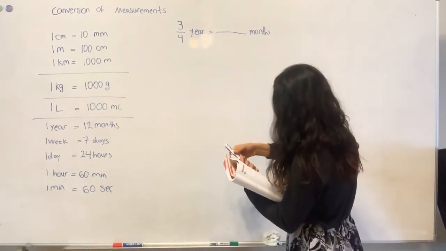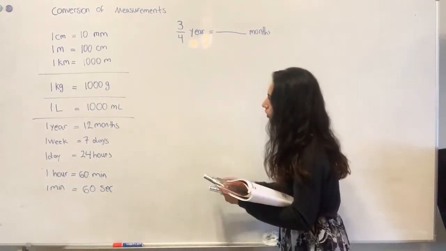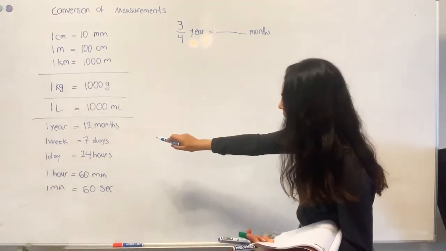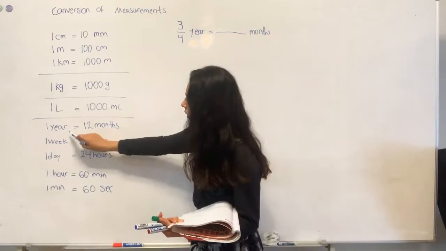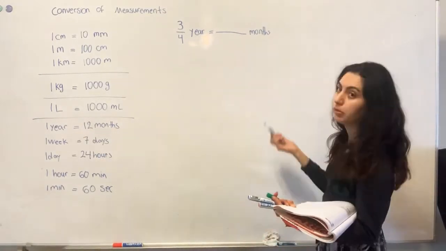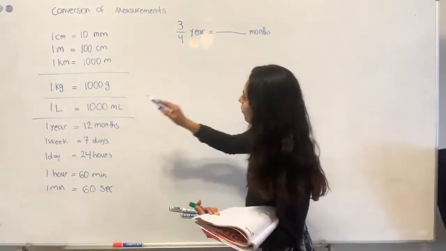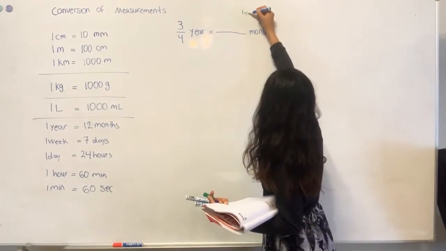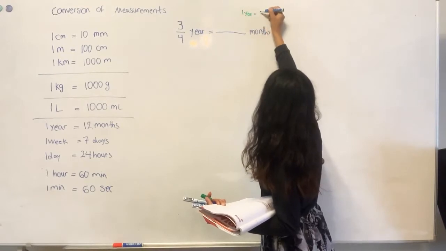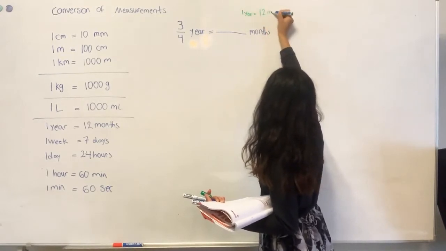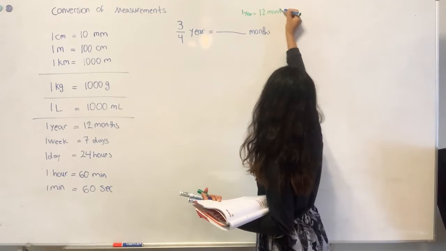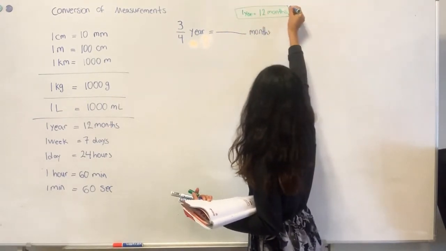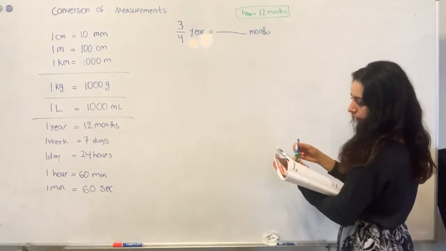Okay, so the information that we need to know, we're referring to our list. We're looking at, okay, 1 year equals to 12 months. Either you memorize it, you know it, or if you don't know, you just refer to your list. So we know 1 year equals to 12 months. Okay, this is the information that we know. So what do we have to do?